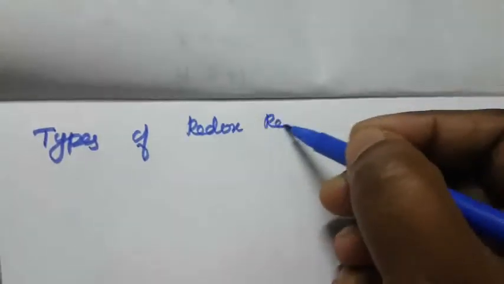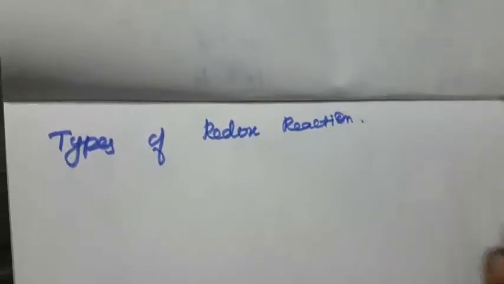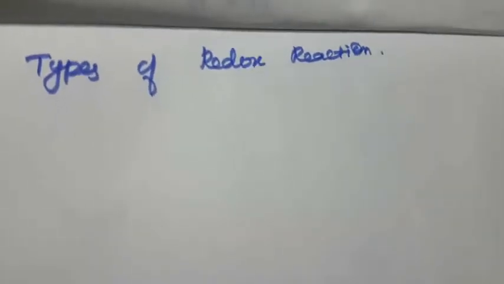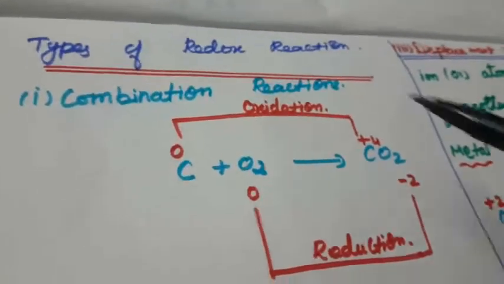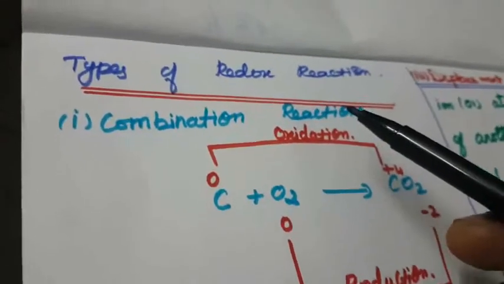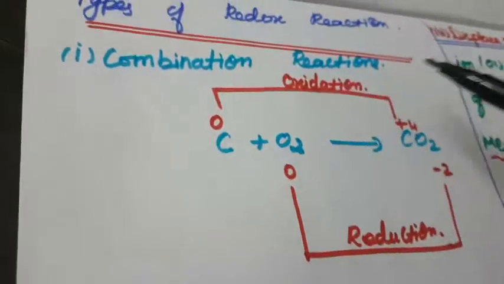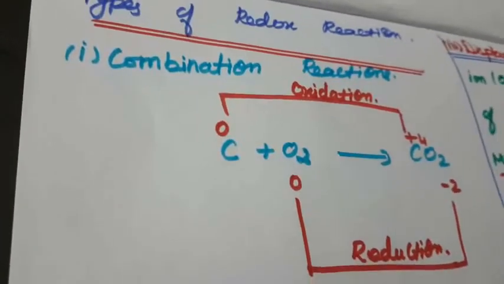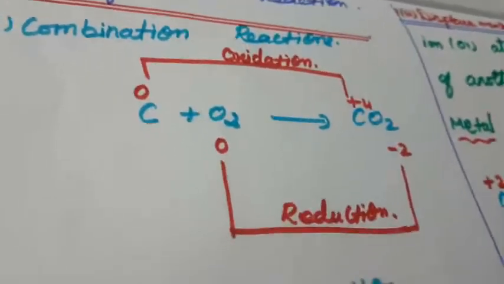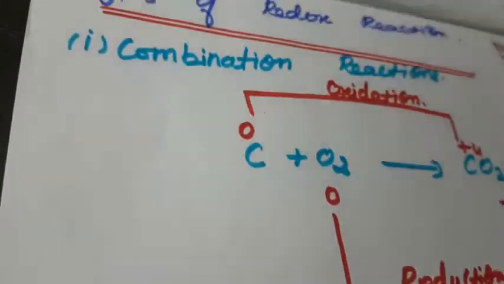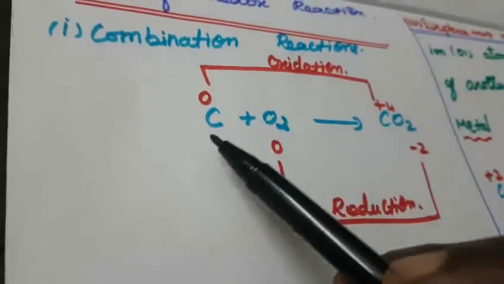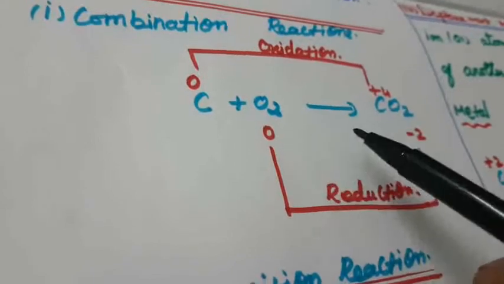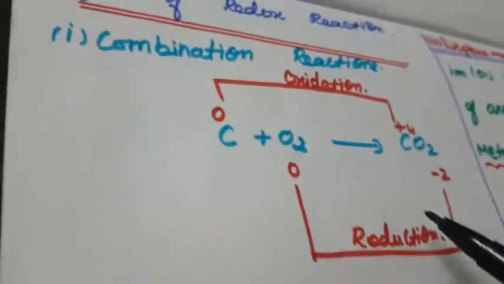Next we are going to see the types of redox reaction. What are the types of redox reaction? The first type is combination reaction. What is meant by combination reaction? Two substances combine to form a single molecule or a single compound, and that is called a combination reaction.